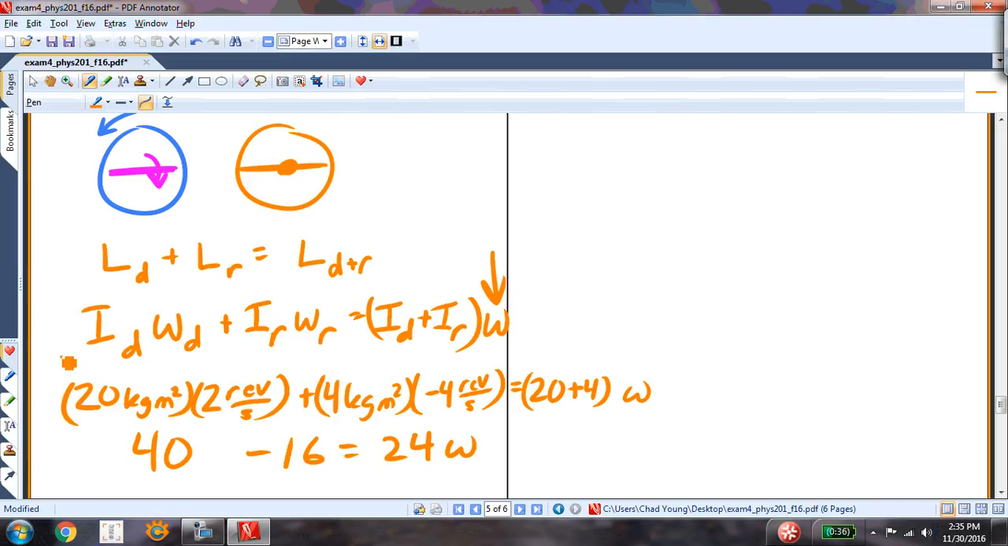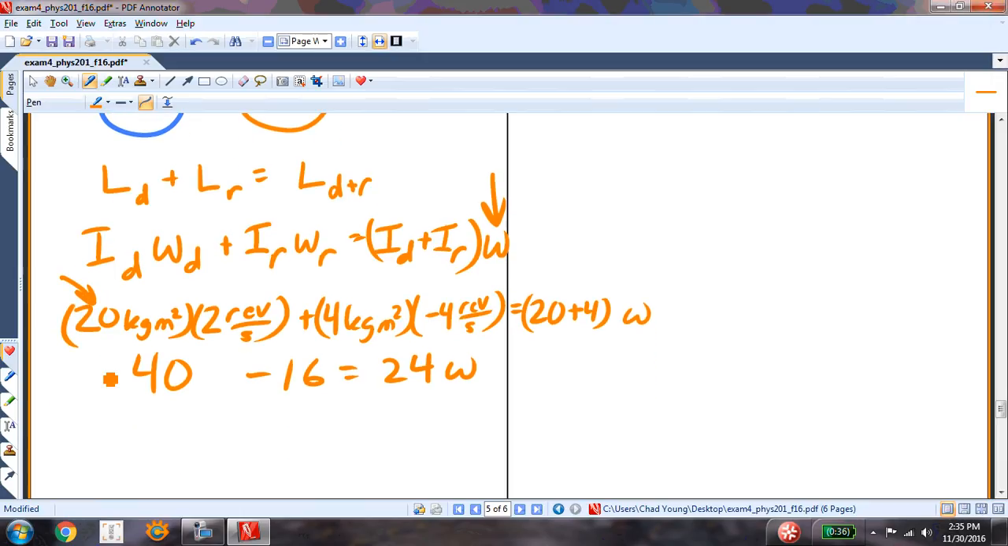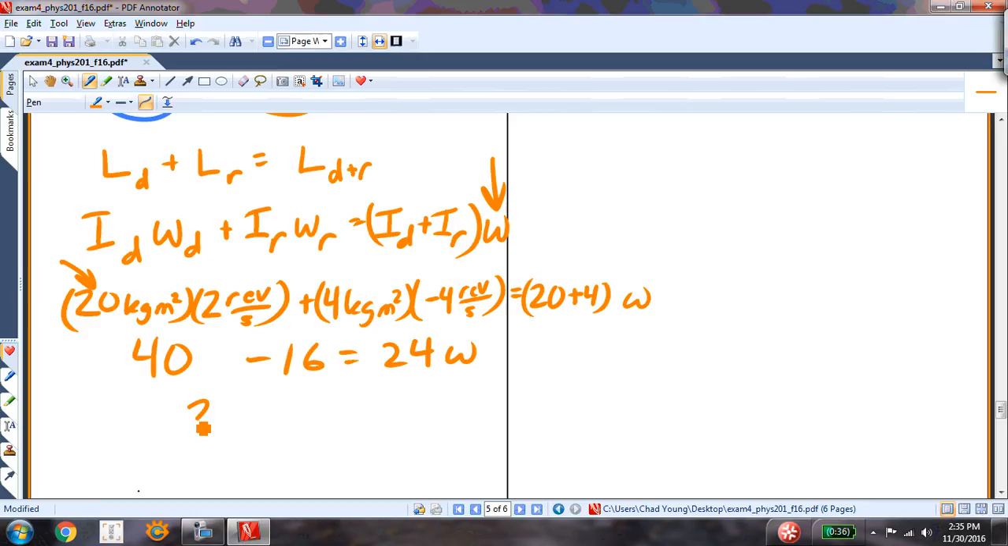Notice that I have more angular momentum going in the counterclockwise direction, so you better believe that my new direction is also going to be counterclockwise because I have more angular momentum in that direction. So I have 40 minus 16, that's 24, equals 24 omega, so omega equals 1 revolution per second. That's part of the problem. And then also in the counterclockwise direction, that's the other part.